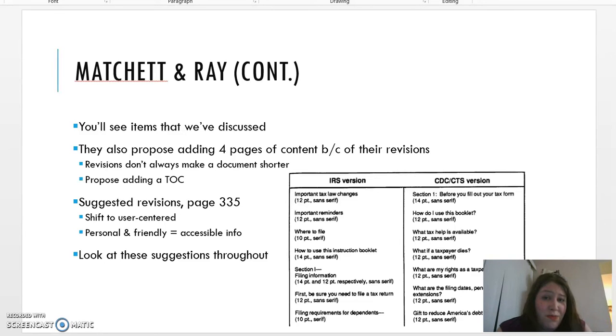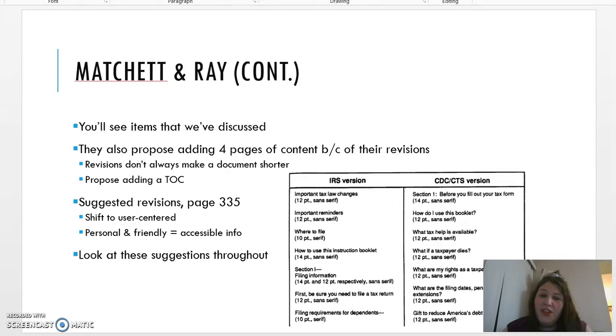So they also propose adding 4 pages of content, and I want to talk about that here because revisions don't always mean you're going to make the document shorter. If there is a case where the document needs more information and it has to be longer, then that's completely acceptable. So what they do to balance this out, they say, yes, it's going to be a longer document, but we're going to do a table of contents. We're going to have that table so users can jump around to different sections if they need to and find the information that they really want.